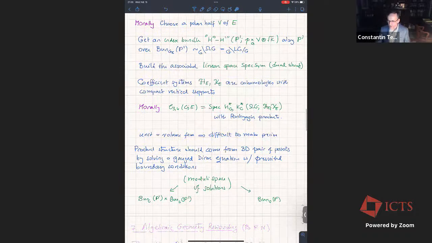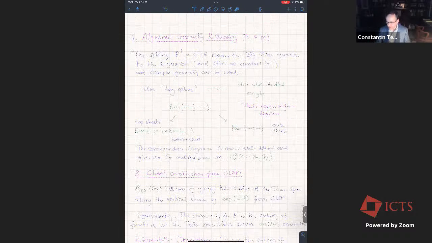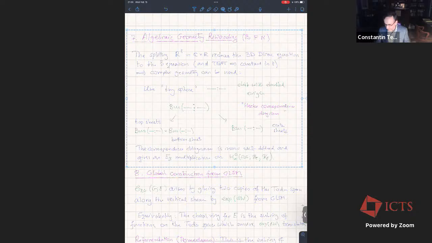So the solution was found by, presented in a paper by Braverman, Finkelberg, and Nakajima.